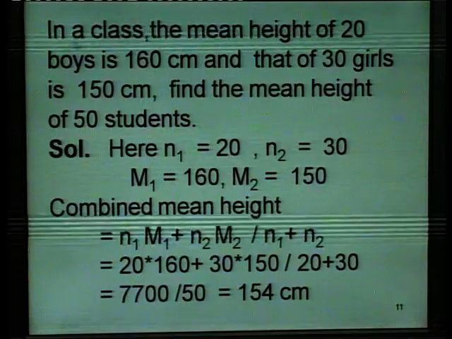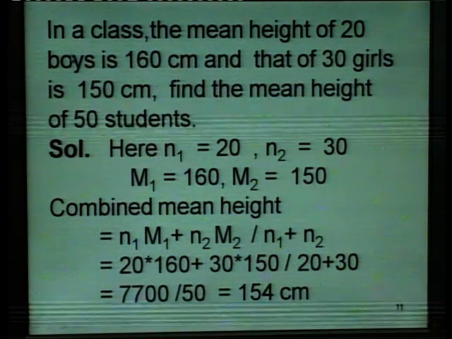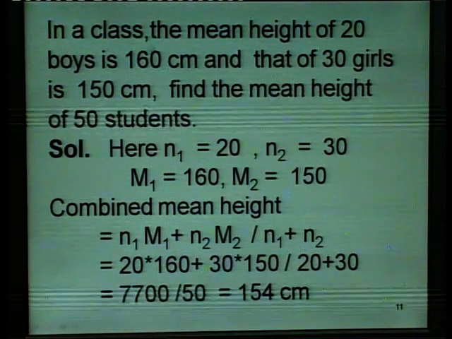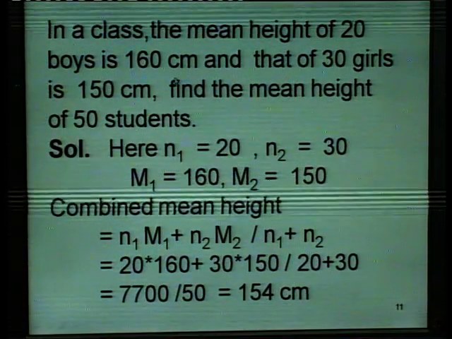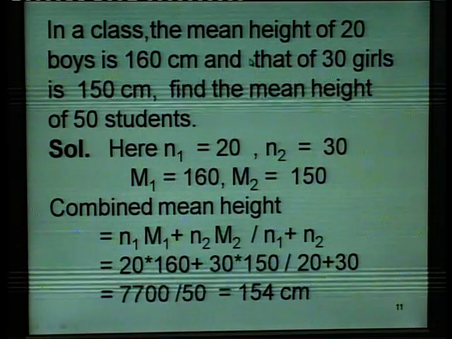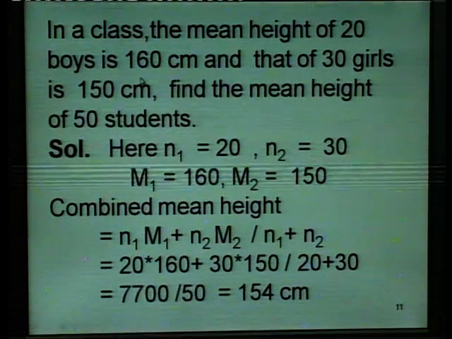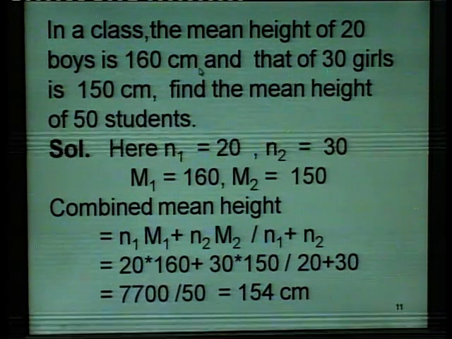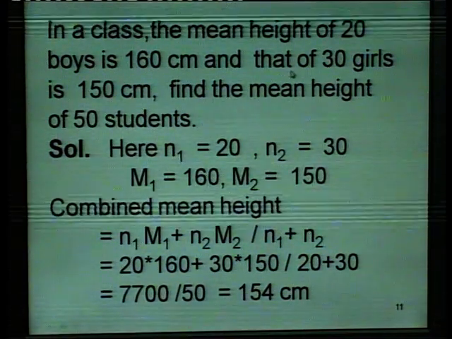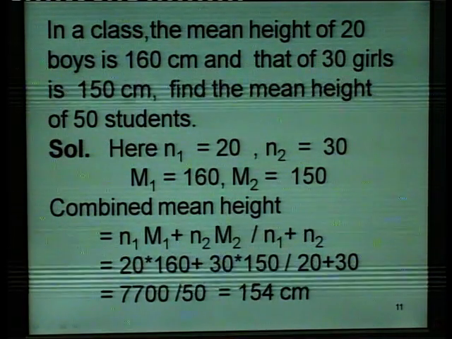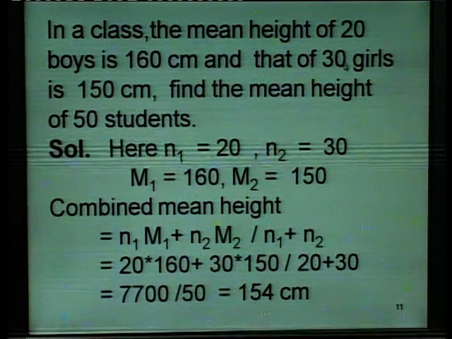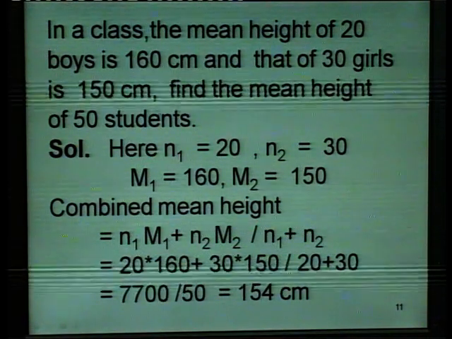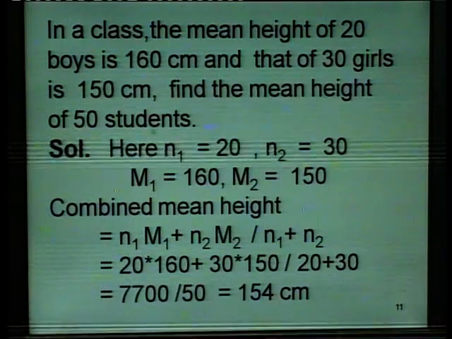Now a problem on combined mean. Suppose in a class the mean height of 20 boys is 160 centimeters. It is given that the number of observations is 20 and the mean is 160 centimeters. And the mean height of 30 girls is 150 centimeters, so here the number of observations is 30 and its mean is 150 centimeters. We have to find the mean height of 50 students.